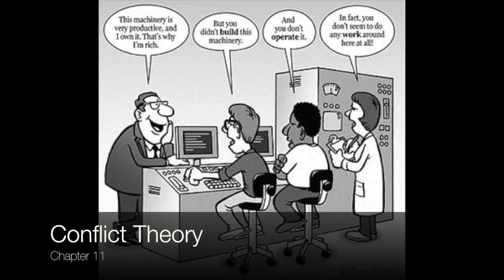This picture shows that this man, even though he owns all of this, he's never worked a day in his life on his own machine. Conflict theory states prejudice is self-justification for the rich and powerful in the U.S.